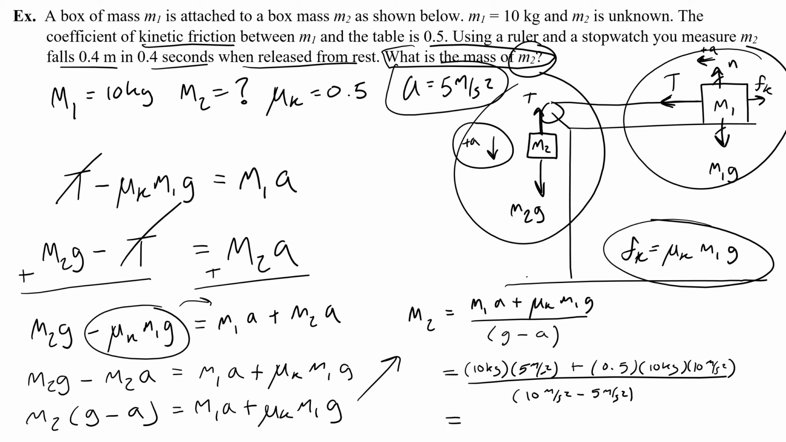Whew. So just a big old nasty equation. 10 times 5 is 50, right? And 0.5 times 10 times 10 is 50, so 50 plus 50 is 100. And then I divide that by 10 minus 5, which is 5, so that gives me 20 kilograms for M2.